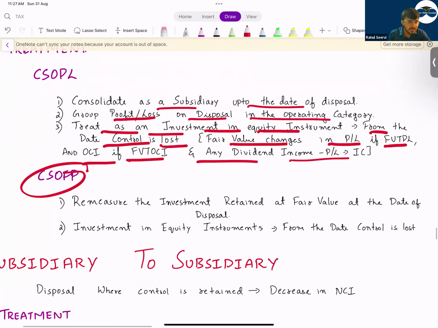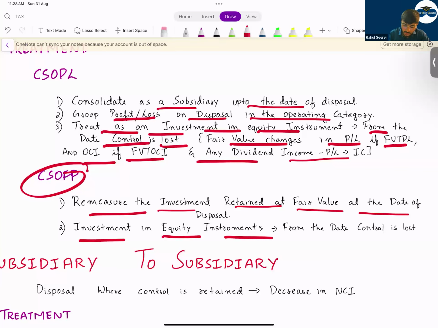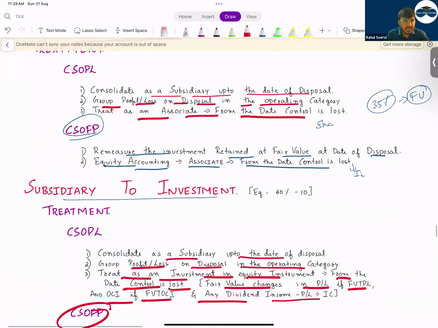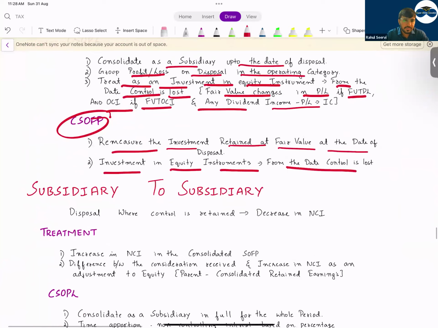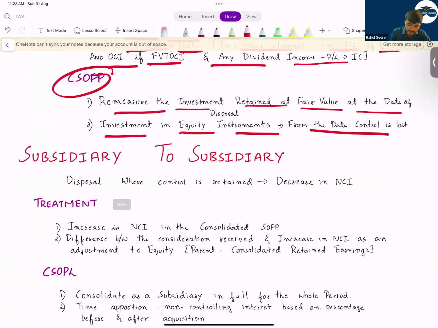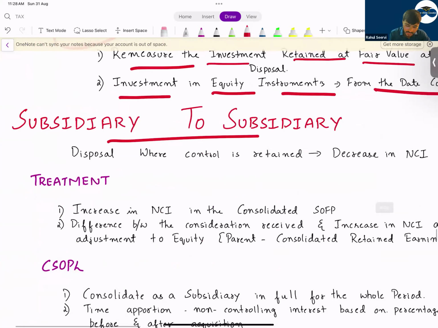So then, consolidated statement of financial position. Remeasure the investment retained at fair value at the date of disposal. Investment in equity instrument from the date control is lost. Simple. So with this, the case is clear. Three cases: full disposal, subsidiary to investment, subsidiary to associate. Now coming to subsidiary to subsidiary. In this case, what should we do, sir?